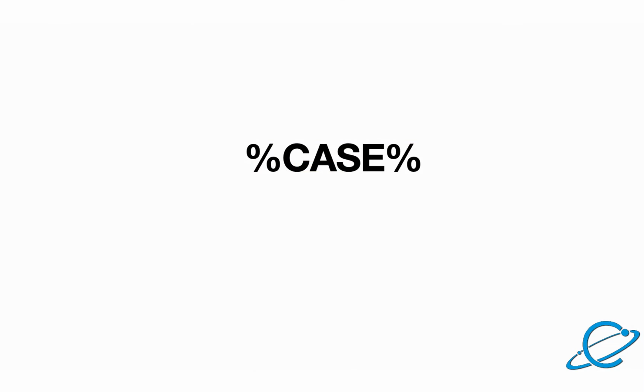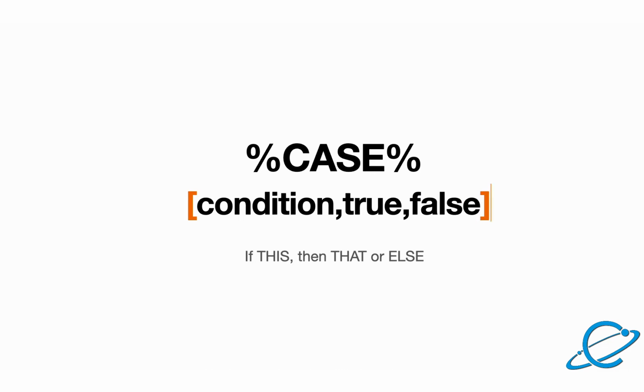The case macro is very useful and versatile. Easily explained, case is used as if this, then that, or else. So if a condition is met, do this, otherwise that. As you already know by now, a complex macro requires a left bracket and a right bracket.